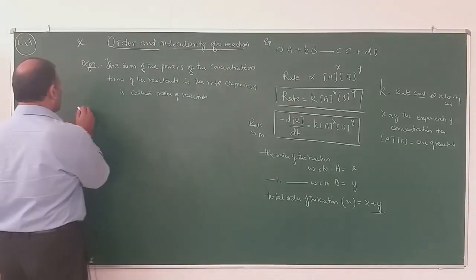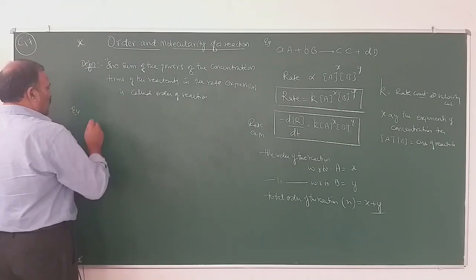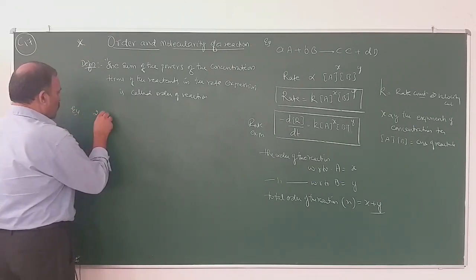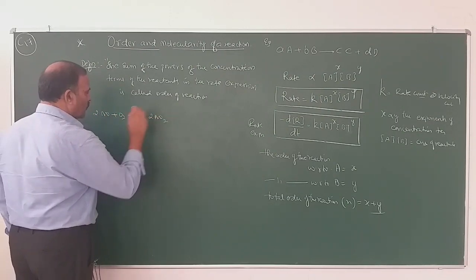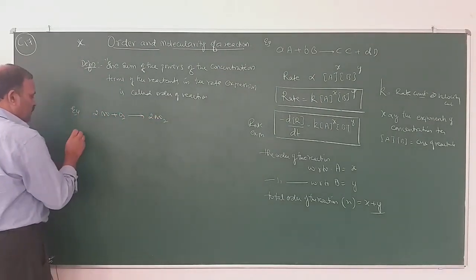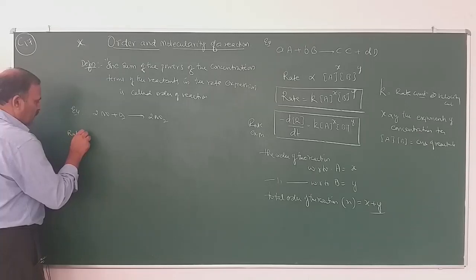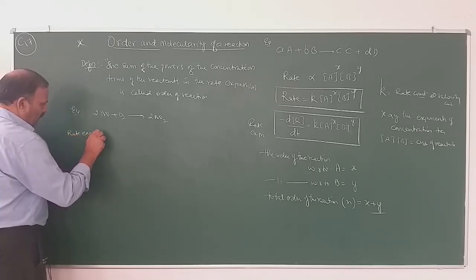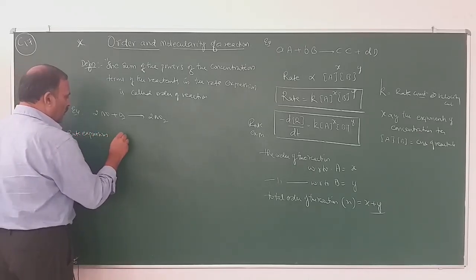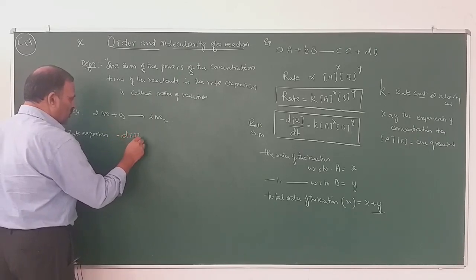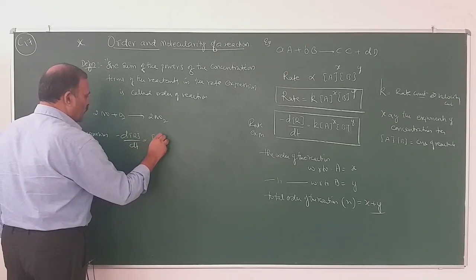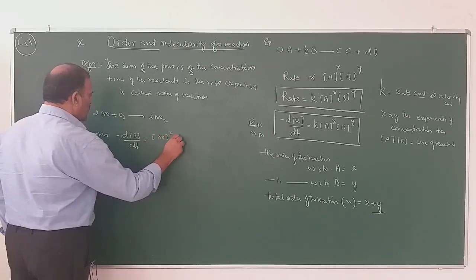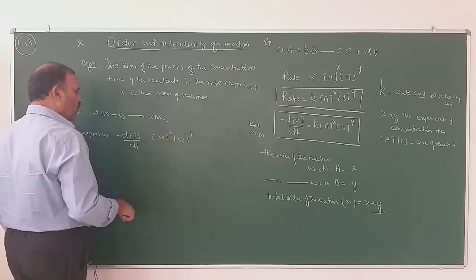Example, let us consider the reaction 2NO plus O2 gives 2NO2. What is the experimentally determined rate expression? Rate expression: minus d concentration of R divided by dt is equal to concentration of NO to the power of 2, concentration of O2 to the power of 1.